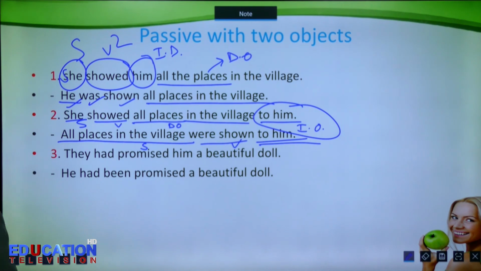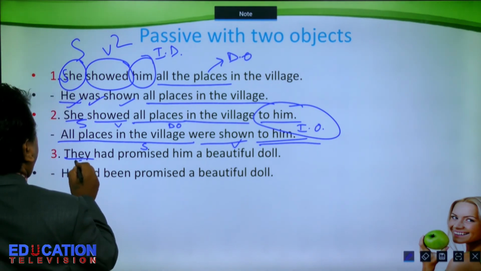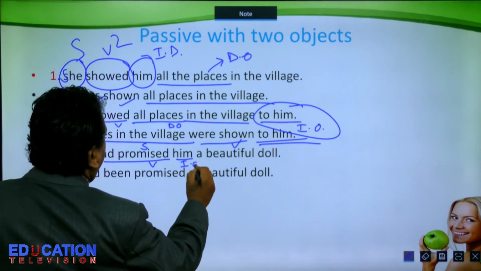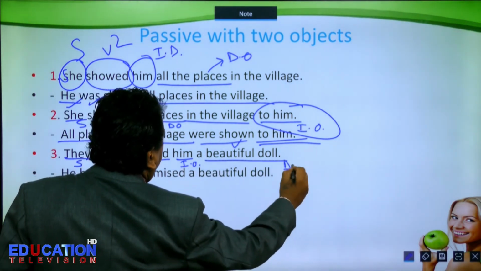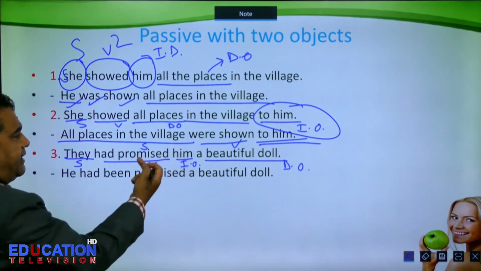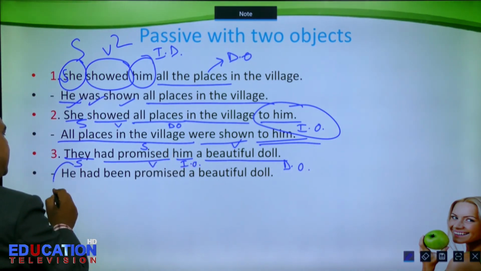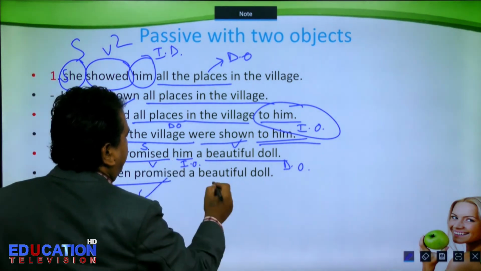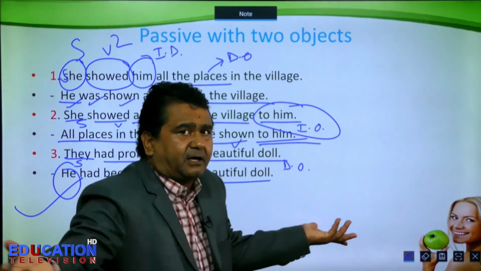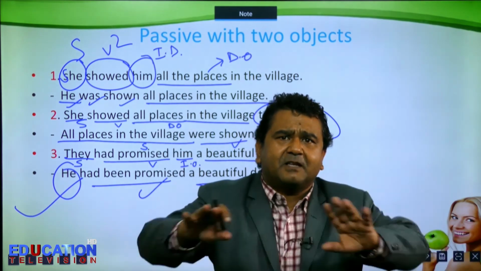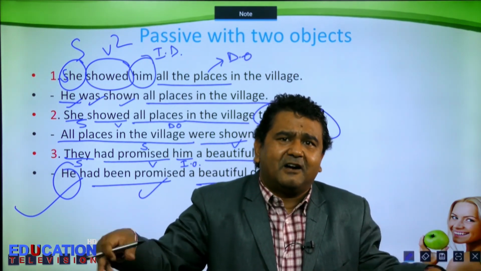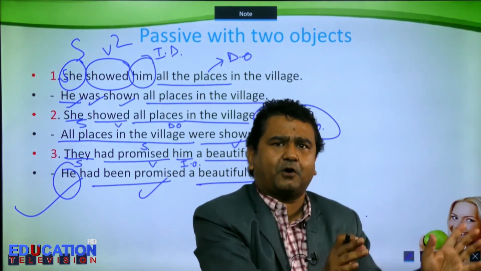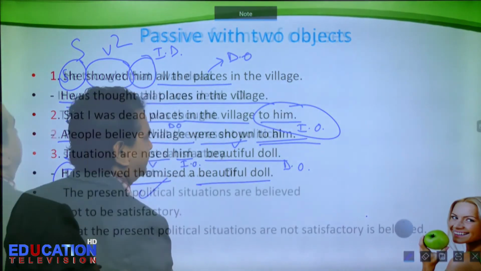They had promised him a beautiful doll. Here also, they, subject, had promised, verb, him, indirect object, a beautiful doll, direct object. Which one is near? Indirect object. So bring this indirect object as the subject. So we have he had been promised. A beautiful doll, direct object, is here itself. Is there any problem? No problem. Only the thing is that bring the nearest object as the subject of the passive voice. That's all.